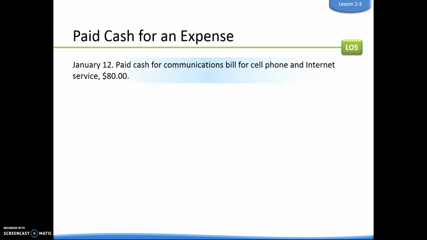It says we paid cash for an expense. On January 12th, we paid cash for a communications bill for our cell phone and our internet service of $80. So you can see how that's a cost of doing business. In order to have your cell phone, in order to have internet, those things come out of your owner's capital account. So again, our first question we ask is which accounts are affected.